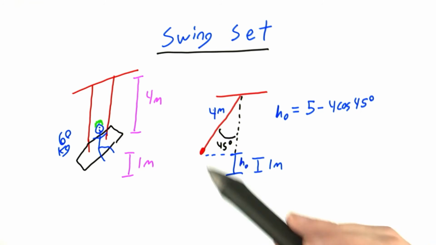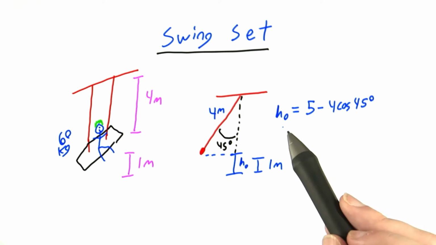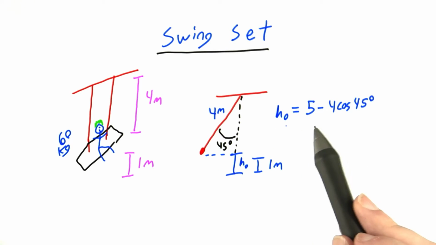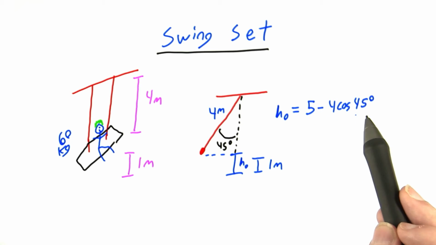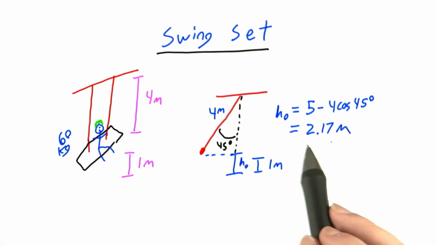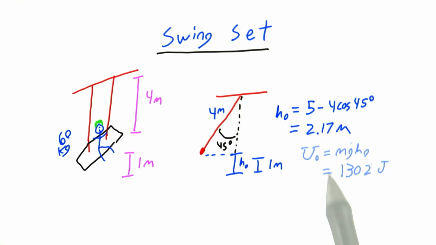the ground. And doing a little trigonometry here, I find that the maximum height achieved by the swinger is 5 minus 4 times the cosine of 45 degrees. And this turns out to be 2.17 meters. And using the equation for gravitational potential energy, I find that my original potential energy is 1,302 joules.